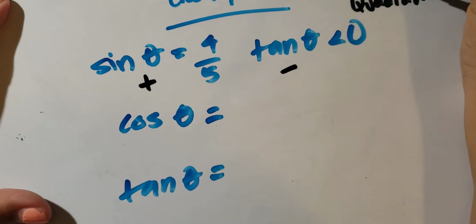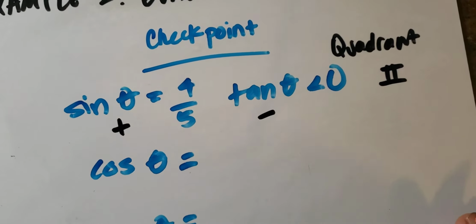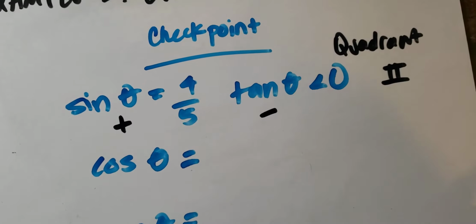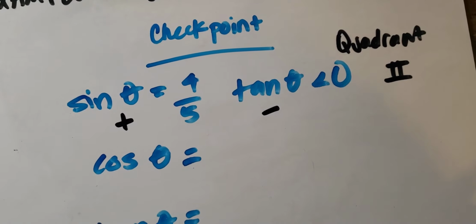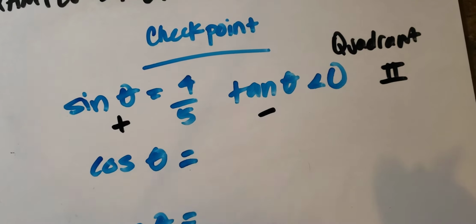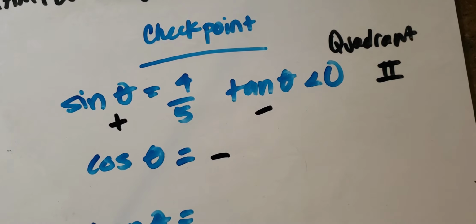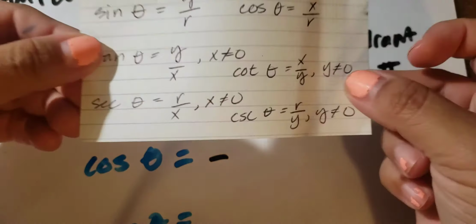Quadrant 2. Okay, why is this important? Well, if you look at quadrant 2, we know that sine is going to be positive, tangent is going to be negative, and cosine will be negative as well. So whatever our answer is has to be negative. Okay? So now you can just refer to your index card here.